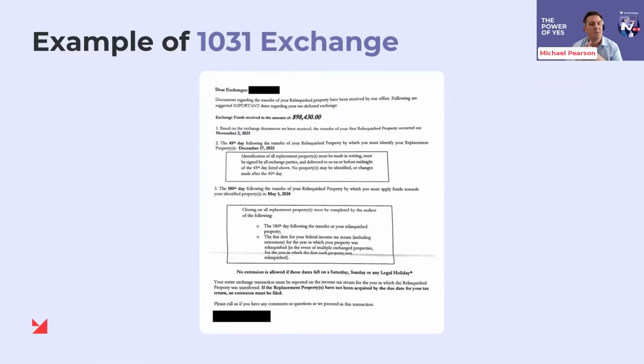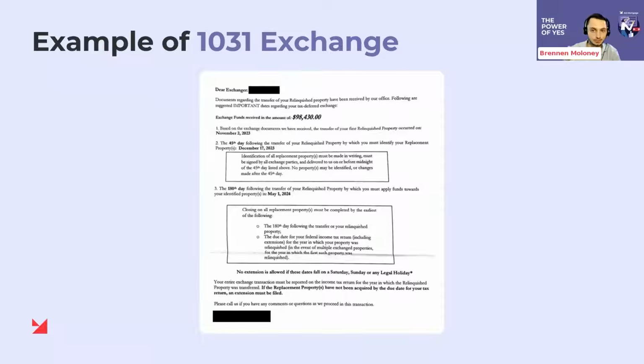Very nice. So here we have some sample documentation. Guide us through this. I'm assuming this is a letter from the exchange company to the borrower, the investor. Yep. Basically all this is saying is, hey, we are your 1031 exchange company. We are holding $98,430. Based on what we've received, you had sold your property on November 2nd, 2023. 45 days from then, you need to make sure that you have identification of your potential replacement properties.